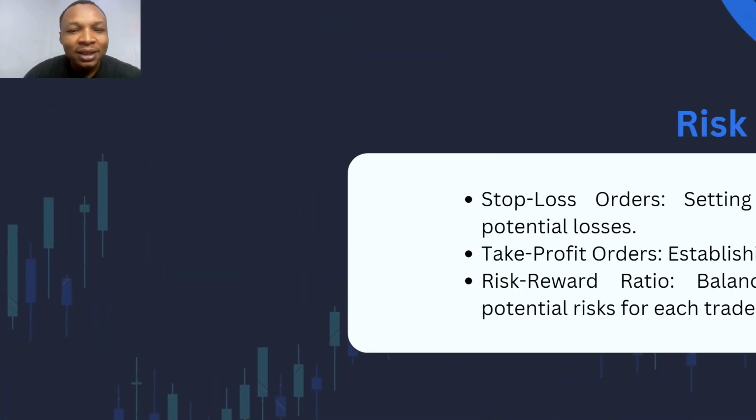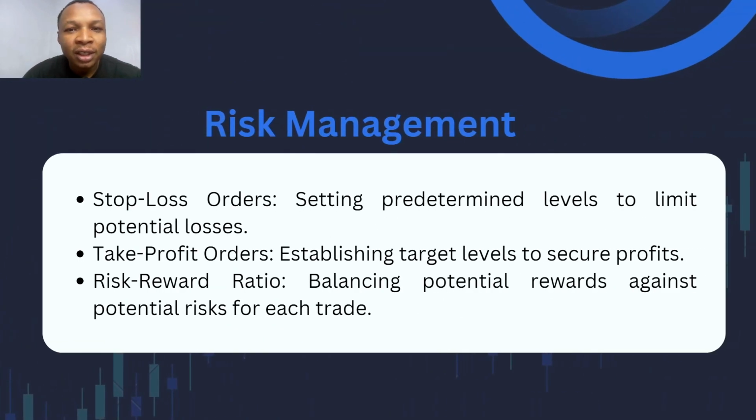Okay. Now, the next thing that every strategy should contain is risk management. Every strategy should be able to teach you a particular risk management approach that is unique to that strategy. And in risk management, we should be looking at our stop losses, our take profits, and you should also be looking at risk to reward ratio. Risk to reward ratio is balancing your potential rewards against the potential risk for each trade.